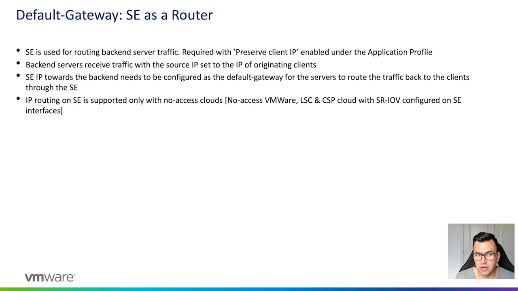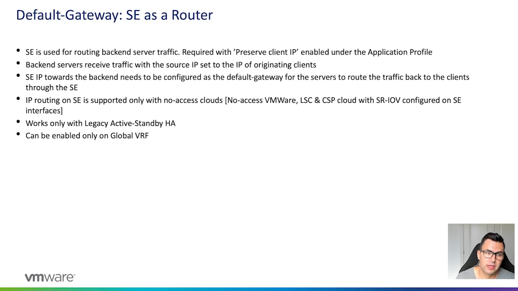The IP routing on SE is supported only with no access clouds, no access VMware, LSC, Linux Server Cloud, and CSP, Cisco CSP. It works with legacy active standby only, and there's a reason for that. We'll see in the diagram in just a moment. It can be enabled only on the global VRF, and the backend servers must be on the same subnet. So several conditions to be able to work with this.